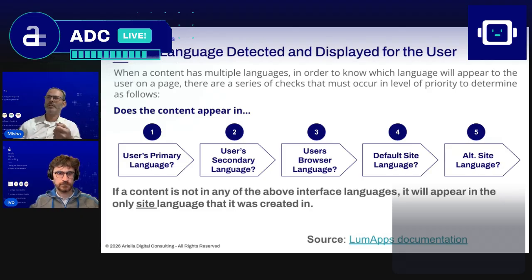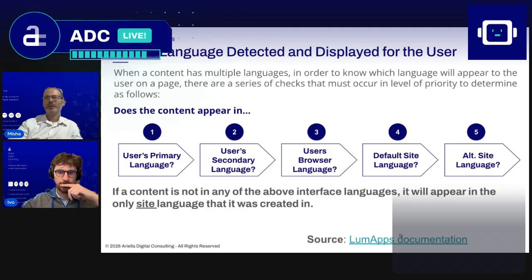If the language does not exist, it will show by default the language in which the content was created in LumApps, using one of those site languages. So if content isn't available in my primary language, it will default to a secondary language, the language of the site in which it was created. This way, at least on the content list, no content appears blank.